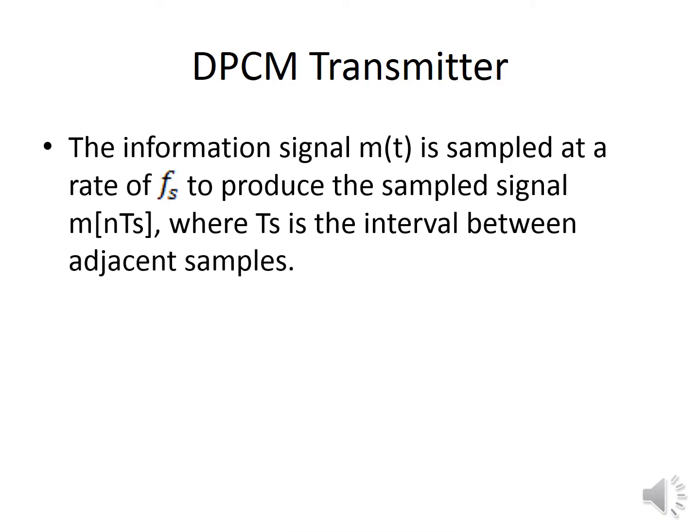In the DPCM transmitter, the information signal m(t) is sampled at a rate of Fs, the sampling frequency, to produce the sampled signal m(nTs), where Ts is the interval between adjacent samples.